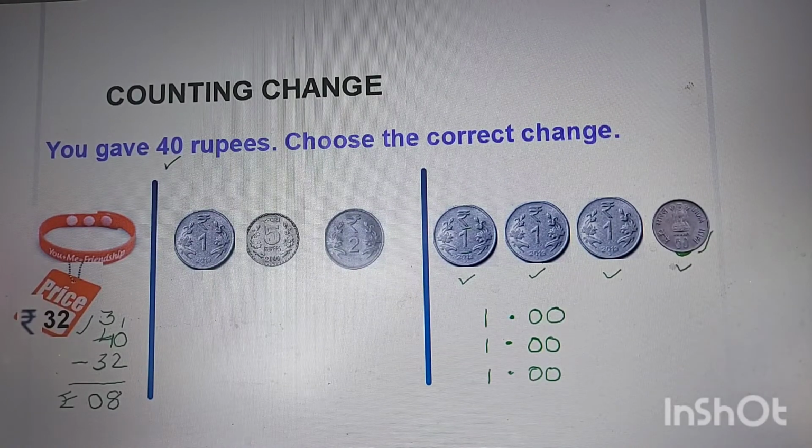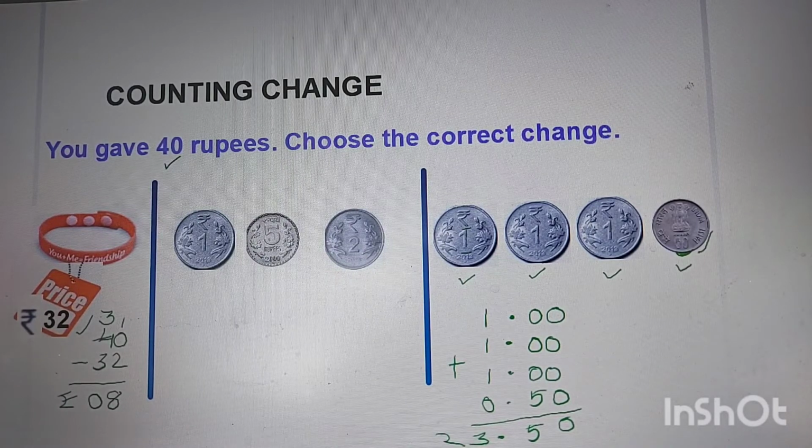Now paise part, that is after decimal point, it is to be written, right? So here I need to write 50 after decimal point, before decimal point I will write 0. Now let's add them. So what we are getting is, this is 5 and now this is 3 rupees, that is 3 rupees and 50 paise, right? Let's count for the other option given.